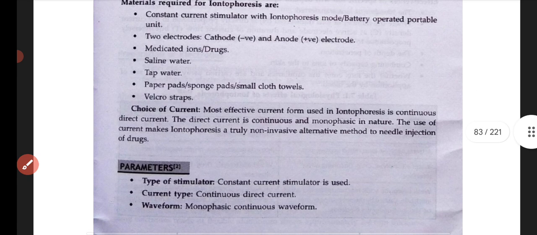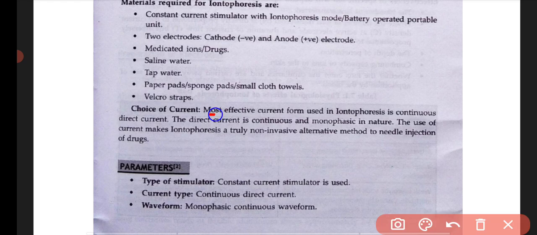Next, the choice of current. The most effective current form used in iontophoresis is continuous direct current. It is the most important. The direct current is continuous and monophasic in nature. The use of current makes iontophoresis a truly non-invasive alternative method to the needle injection of drugs.